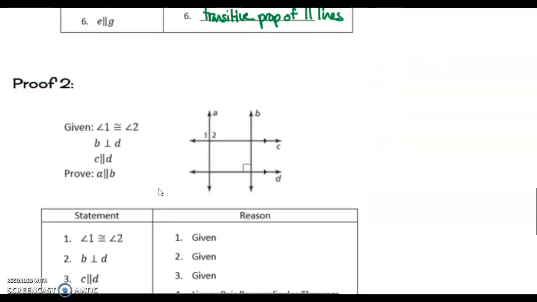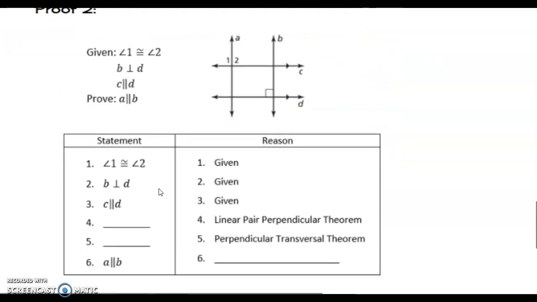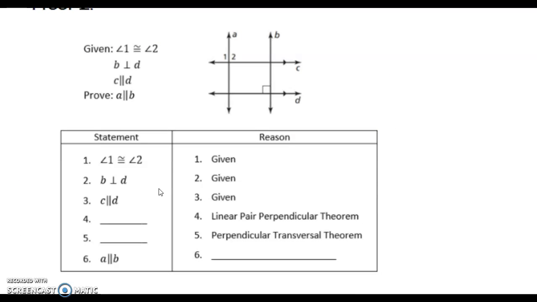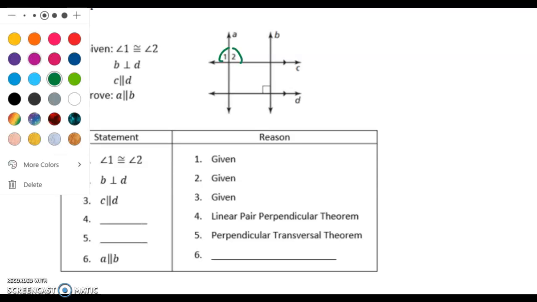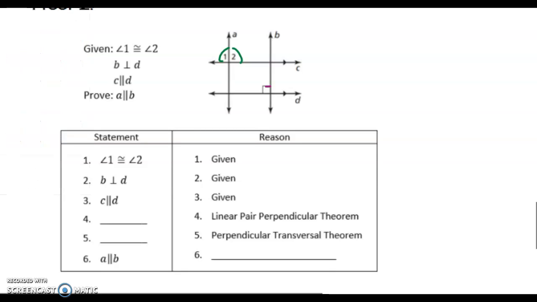Okay, one more proof here. Just some more practice. So let's look at our givens. Our givens are angle 1 is congruent to angle 2. Okay, and then we also know that B is perpendicular to D. We have that marked right there. And then we know that C is parallel to D because of those arrows.